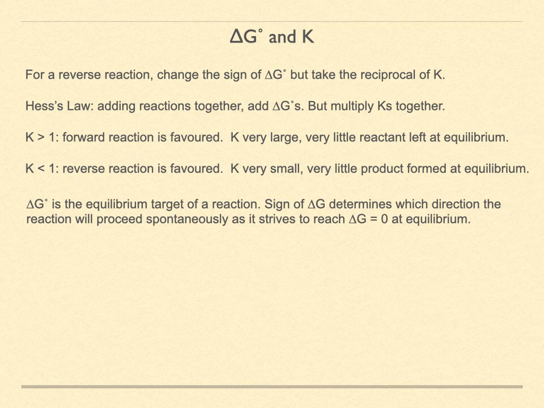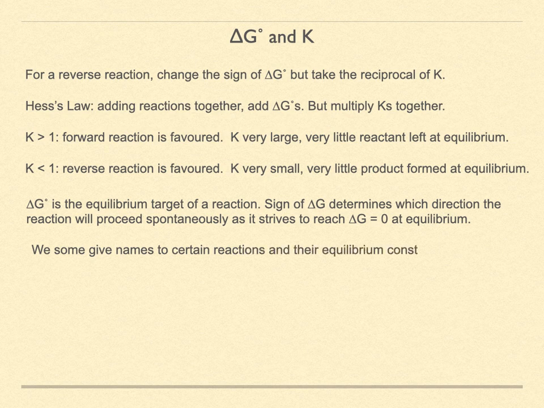Remember the difference between delta G naught and delta G. Delta G naught is a constant for a reaction at a specific temperature. It is the goal to which the reaction aspires. The sign of delta G indicates the direction the reaction will proceed to reach equilibrium. At equilibrium, delta G naught still has the same value as ever, but delta G has gone to 0.